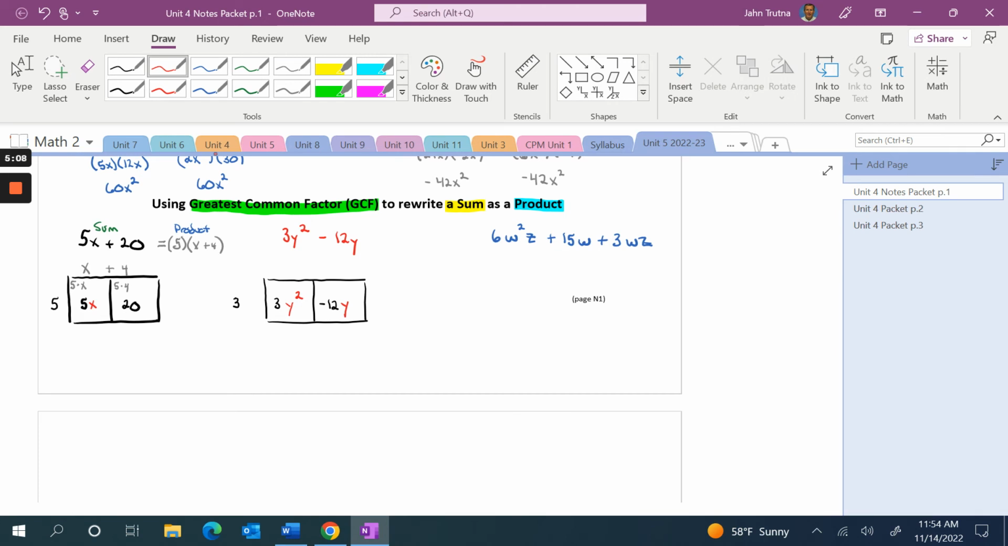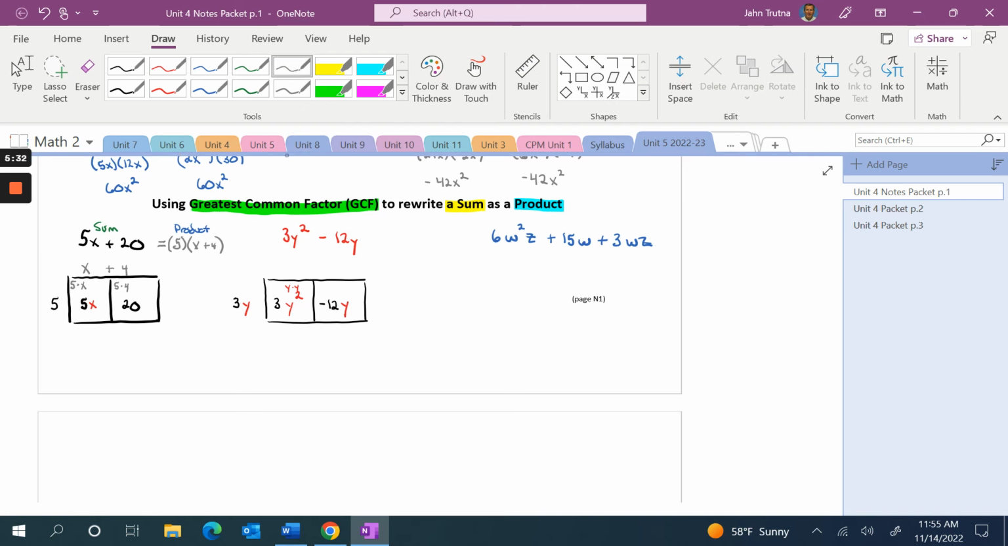And we're going to say at most, how many y's are there in each of the rectangles? Well, each of the rectangles has at least one y in it. This rectangle has two y's in it. Remember, y squared means y times y, so there's two y's. But the rectangle on the right only has one. So my greatest common factor is 3y.